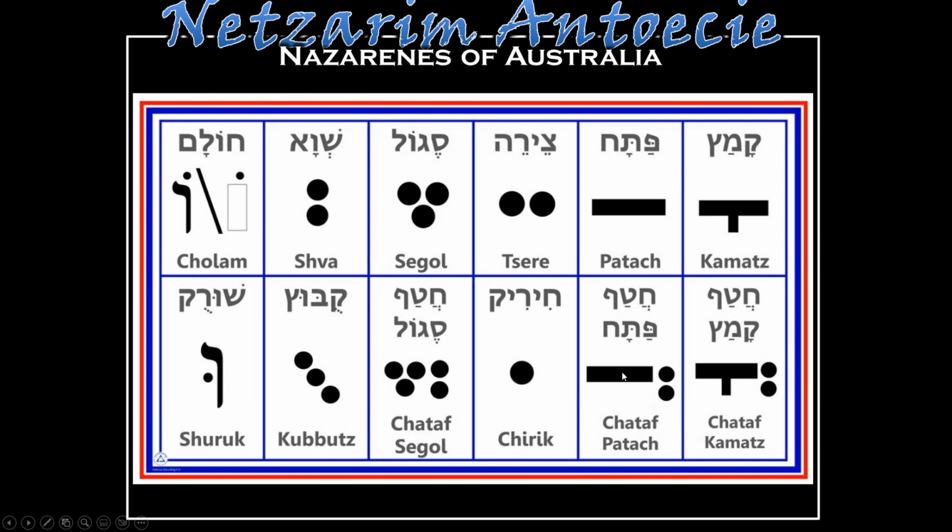We have patach, short A, and then we have chirik, that's the I sound. Then we have kataf segol, so again it's a short E, segol. And then we have kubutz, which is a longer U sound. And then we have shuruk, which we can hear sounds shorter.